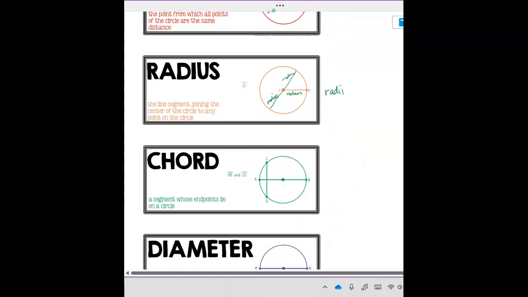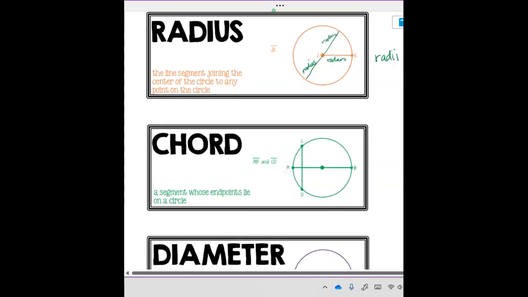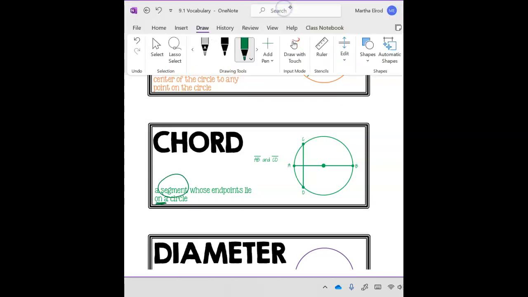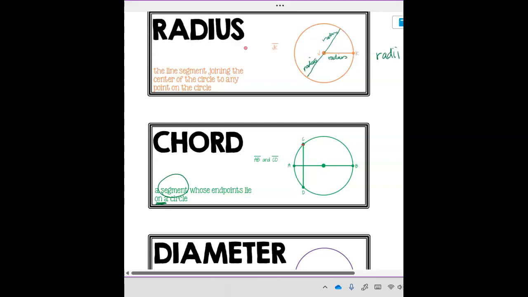A word that may be new to you is a chord, and a chord is just going to be a segment whose endpoints lie on the circle. That's really important. So it's going to be a segment whose endpoints are going to lie on the circle. Here we see that we have a chord CD whose endpoints are points on the circle. And then we have this chord called AB that its endpoints are also on the circle.